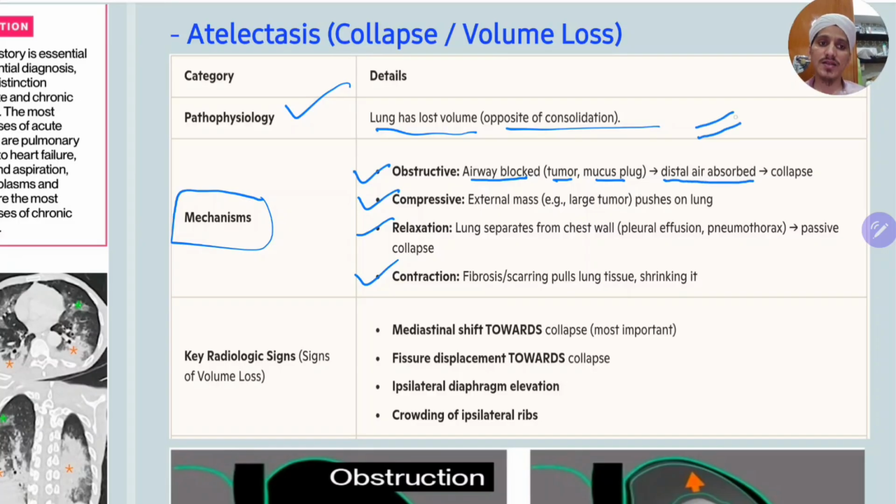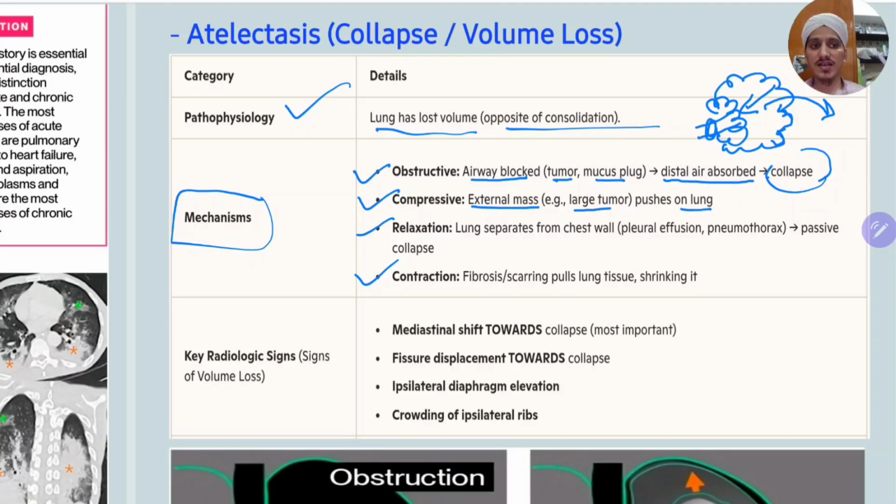So for example, this is the bronchus which is going to a lobe. Now this part is blocked. So the air here is absorbed and this will get deflated like this. This border of that will come to here. So that is the mechanism that will cause collapse. Compressive is some external mass, like a large tumor, pushing on the lung.